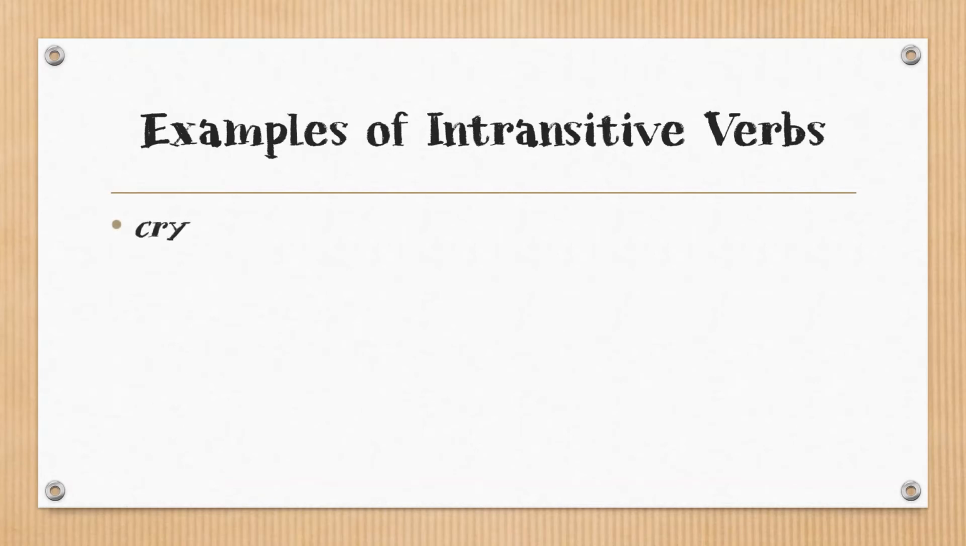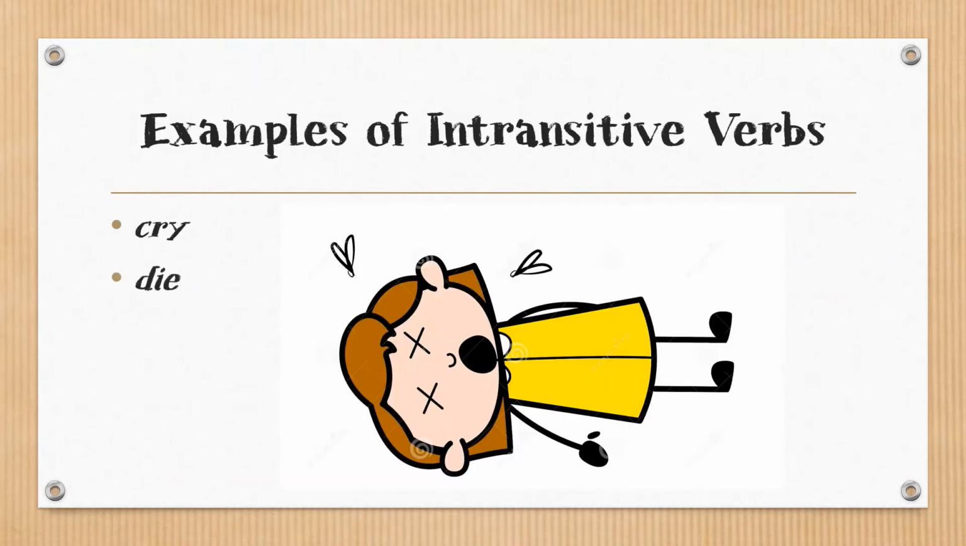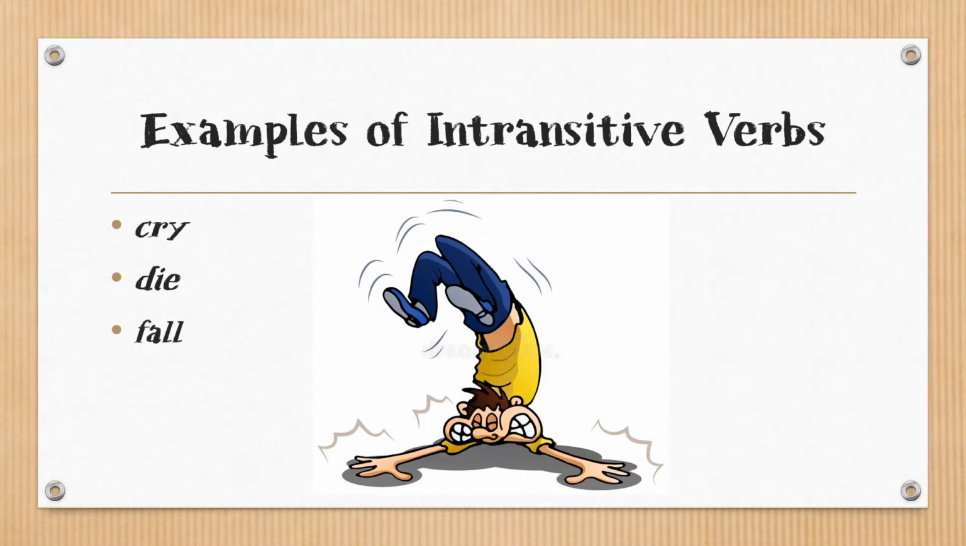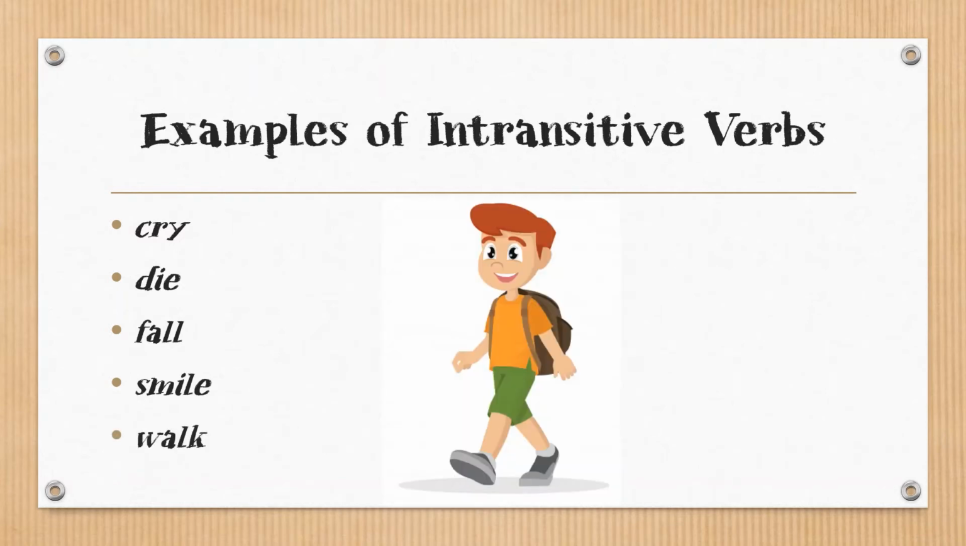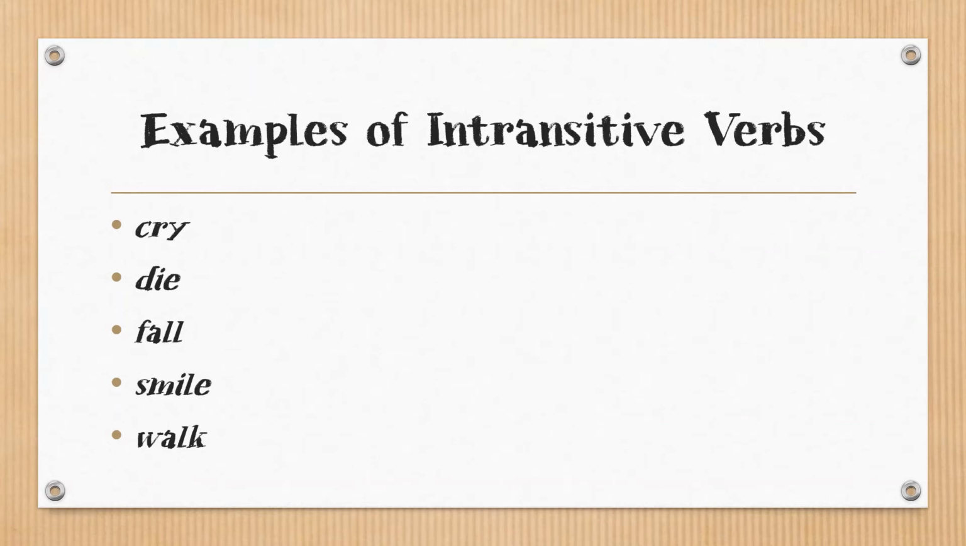Okay, for example, number 1 is cry. Okay, and then die. Okay, fall, smile, huge smile, and walk. Okay, semua ni ialah the examples of intransitive verb. We have a lot of examples, but I'm showing you a few or some of the examples that you can have the view ataupun you boleh faham apakah dia verbs yang intransitive, yang depan dia tidak perlukan objek.